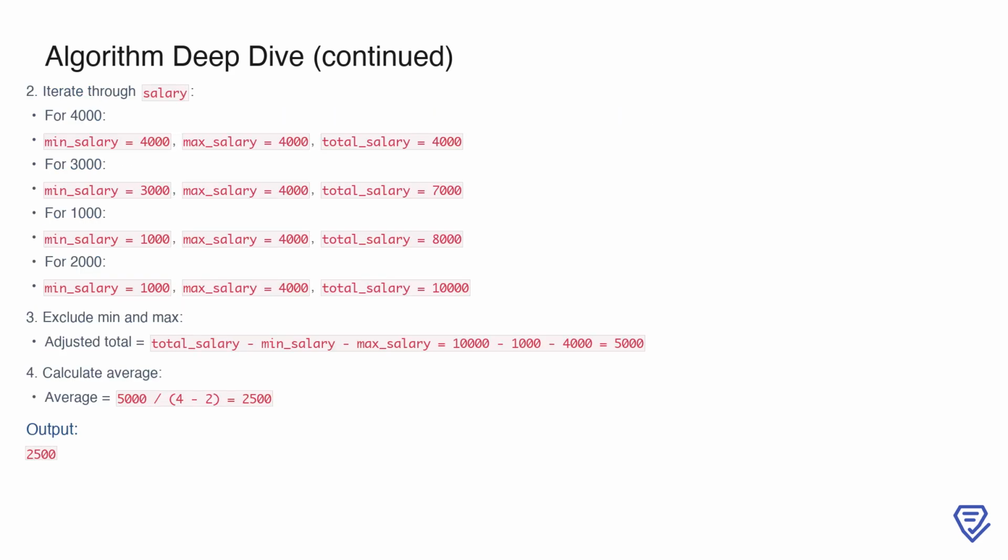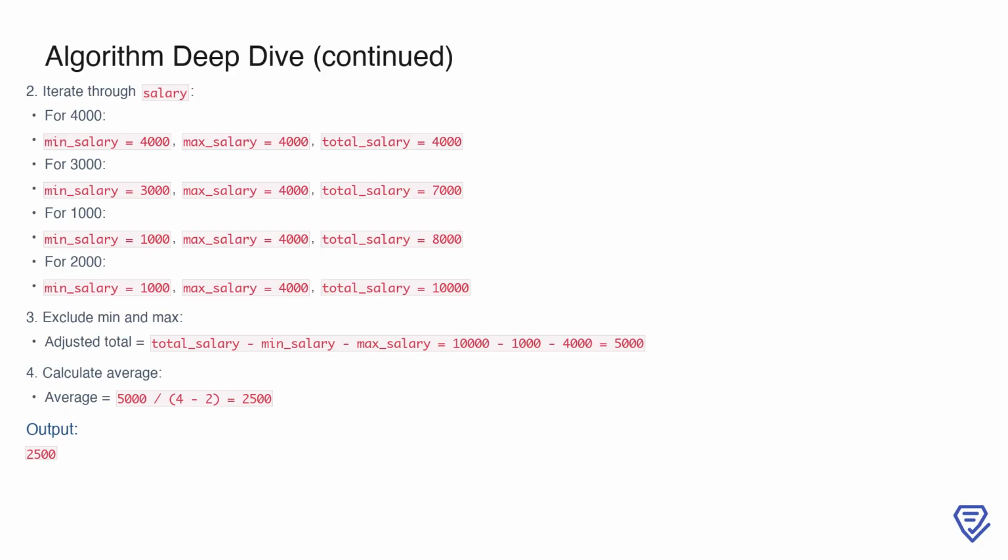Now let's perform the iteration. The first salary, 4,000, becomes both the min_salary and max_salary, and it is added to total_salary, making the total 4,000. Next, 3,000 is processed, updating min_salary to 3,000 while keeping max_salary unchanged at 4,000, and the total becomes 7,000. Then, 1,000 updates min_salary to 1,000, leaves max_salary at 4,000, and brings the total to 8,000. Finally, 2,000 keeps the min_salary and max_salary unchanged, and the total becomes 10,000.